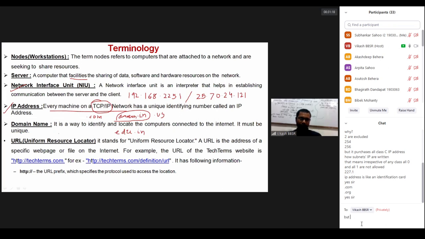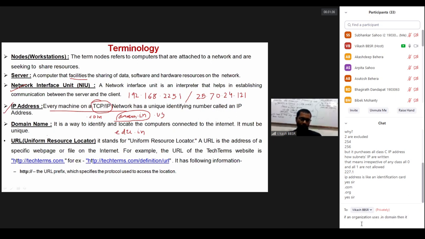So this is called the unique way to identify and locate the computer. Then there is the army defense system. Okay, many other systems are there, and they use different domain names.